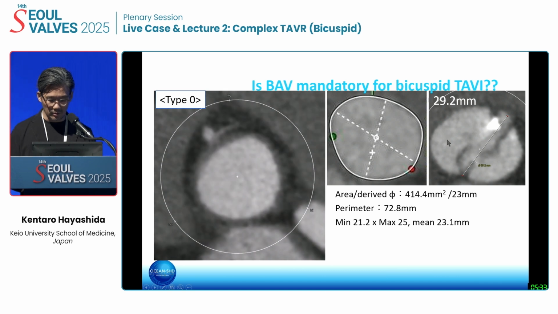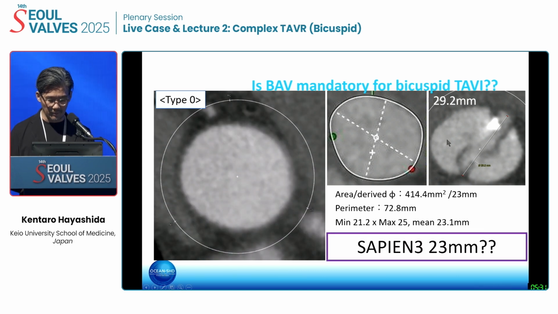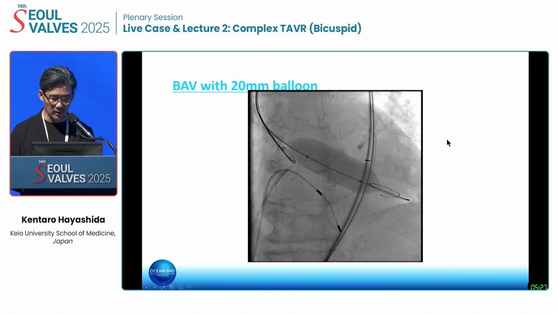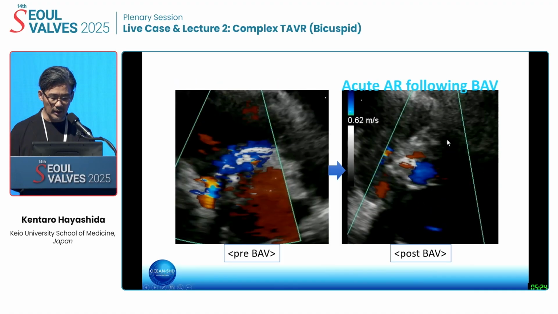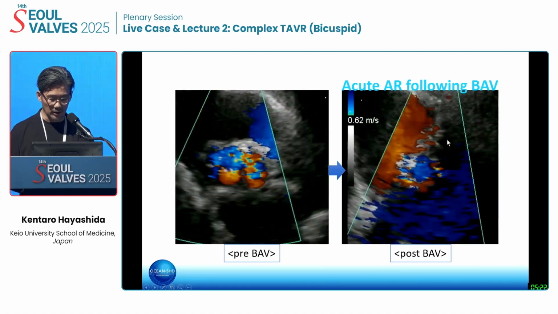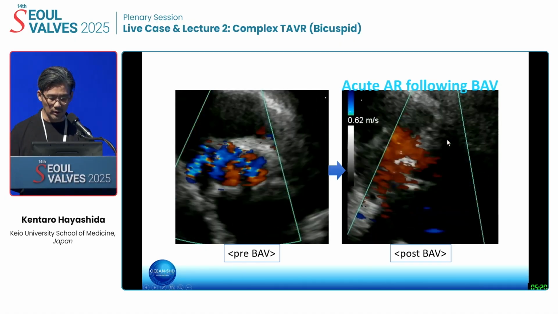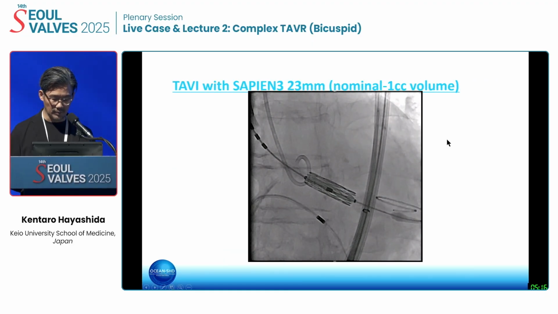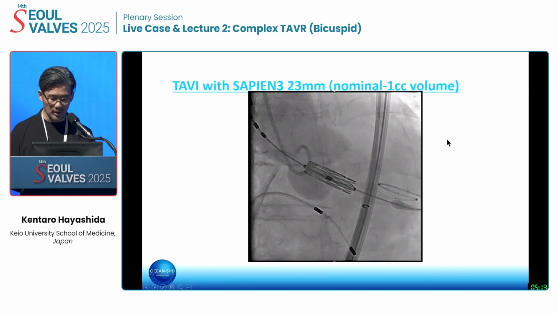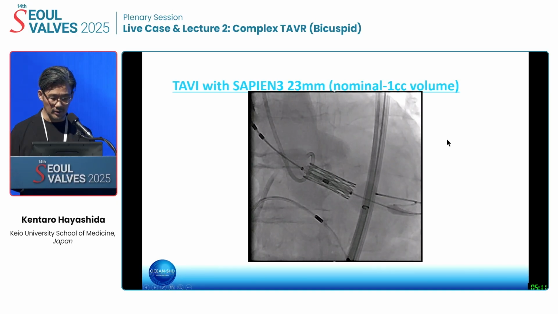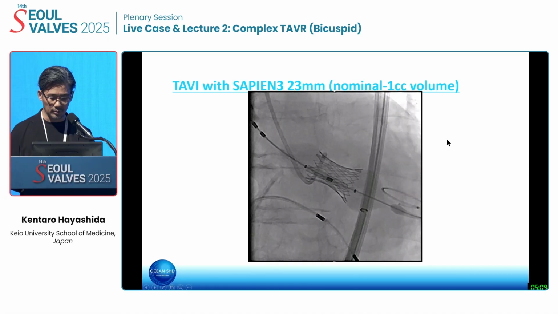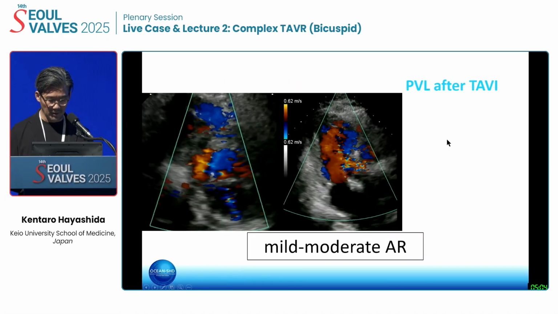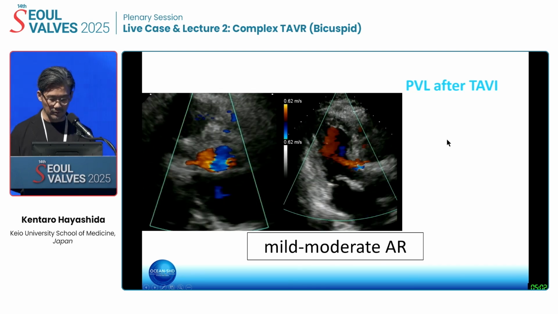And this case was also a type 0 bicuspid valve. We performed pre-dilatation with a 20 millimeter balloon. Immediately after the BAV, the patient developed acute AR, as you can see. Finally, we deployed the valve immediately because we always prepare the SAPIEN before pre-dilatation, in order to put the valve in as soon as possible in case of acute AR. And this is the final result, a very good result.